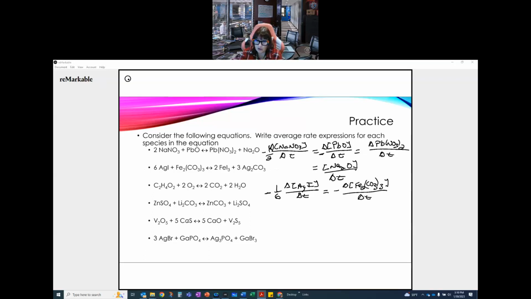Okay. Let's look at our next one. So it's a 2 FeI3, so it's 1/2. It's positive because it's a product. And so we're looking at the change in FeI3 over the change in time. And that's equal to 1/3 times the change in concentration of Ag2CO3. And I forgot my change, so it's delta over delta T. Okay, so that's for that one.